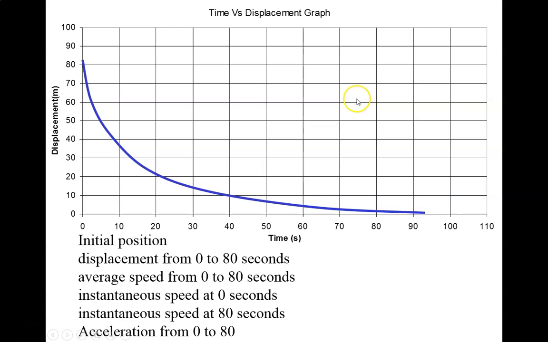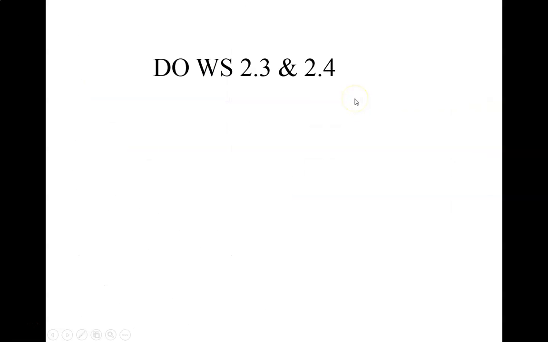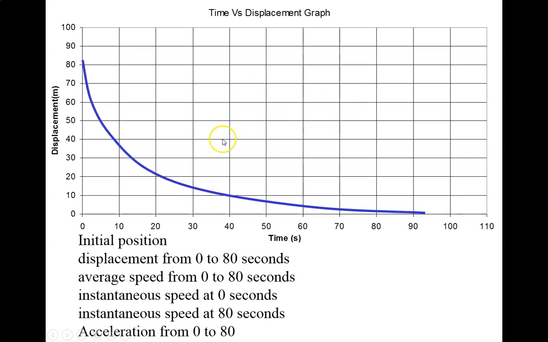Moving back to a displacement versus time graph. So I've got two more of these. So the initial position, we're at about 82 meters, it looks like. The displacement from 0 to 80 seconds. We started off at about 82 and went to about 2. So my displacement, now notice my displacement is going to be negative in this case, because it's going to be x2 minus x1, so it's about 2 minus 82, so about minus 80.